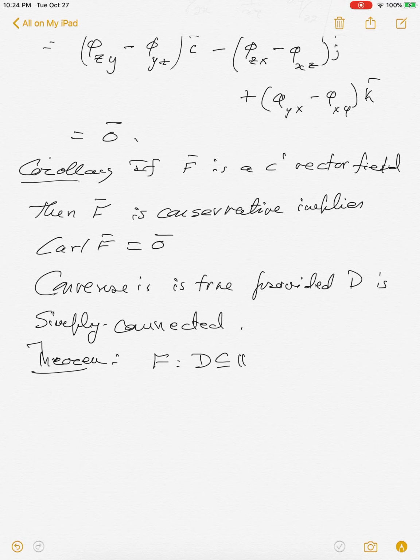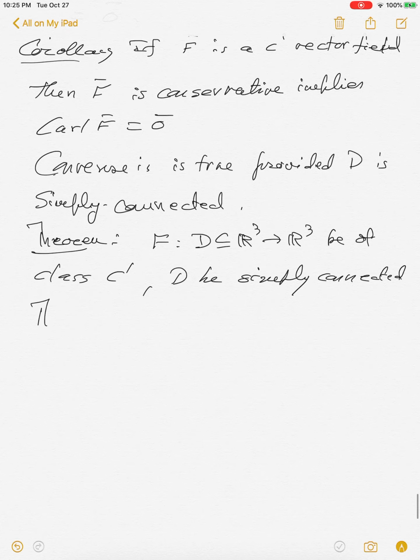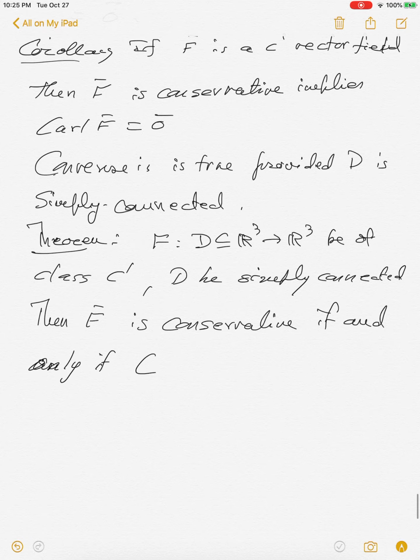So this is the theorem. Let f be a function from D, which is a subset of R3, to R3, be of class C1, D be simply connected, meaning domain without holes, then f bar is conservative if and only if curl of f bar is 0.